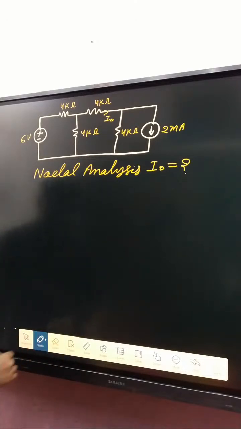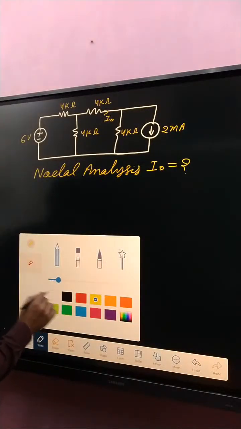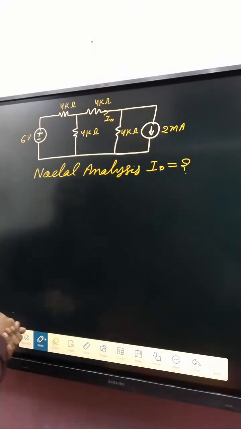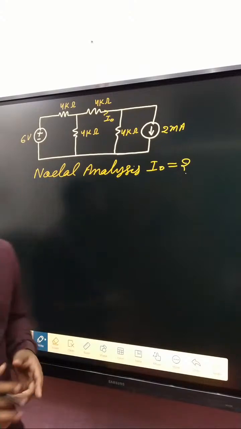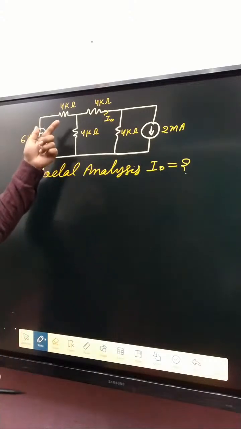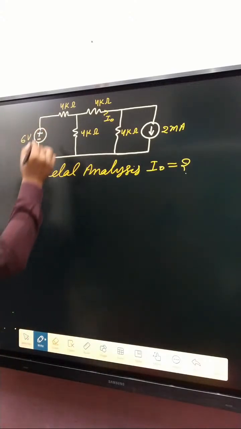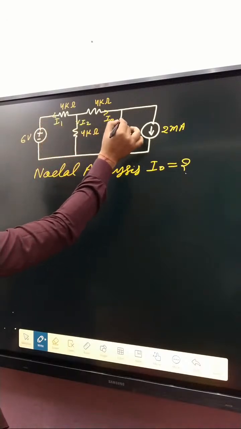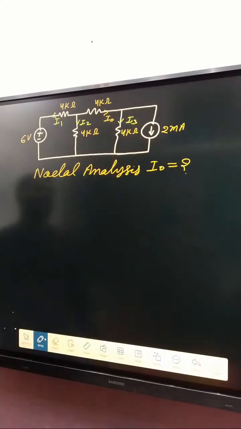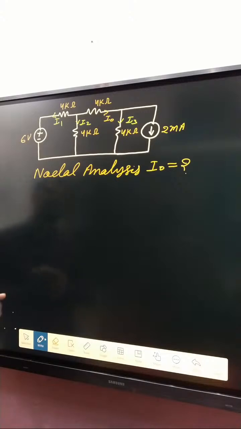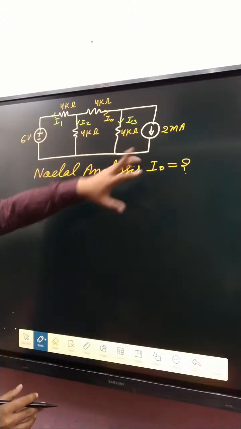If you apply nodal analysis, according to the fundamental concept, what is the first step? The first step is to determine the branch currents. Mention the branch currents: here I1 in this branch, here I2, whatever the direction, I3, and I0 is already given. So all the branch currents are I1, I2, I3, I0, and 2 milliampere here.